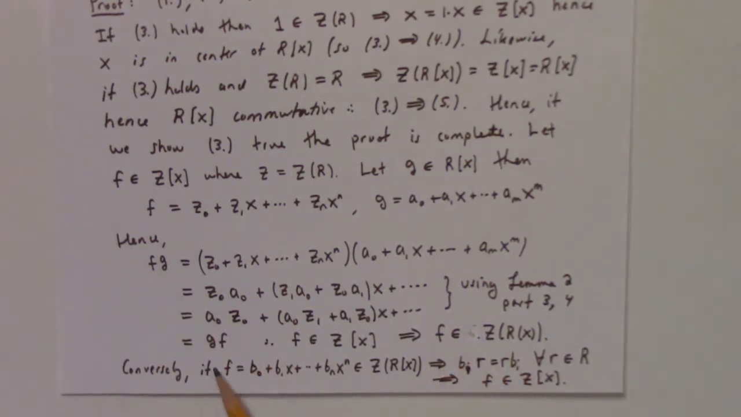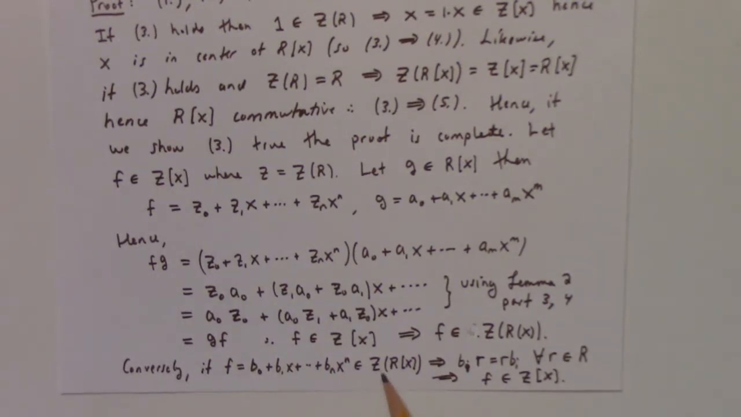And then conversely, if you have a polynomial which is in the center, well, it commutes with everything in the ring of polynomials, which means in particular it commutes with constant polynomials, which then gives you that the coefficients of f must be in the center of the ring because they commute with everything in the ring, which is to say that f is built with coefficients from the center. So that's 3.